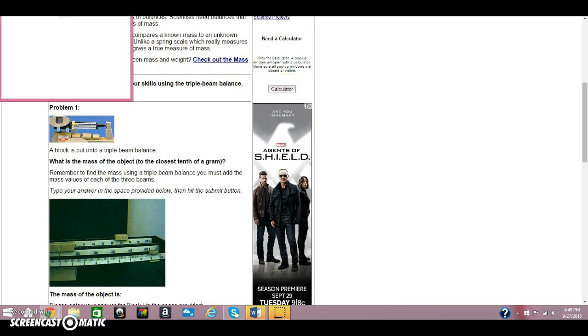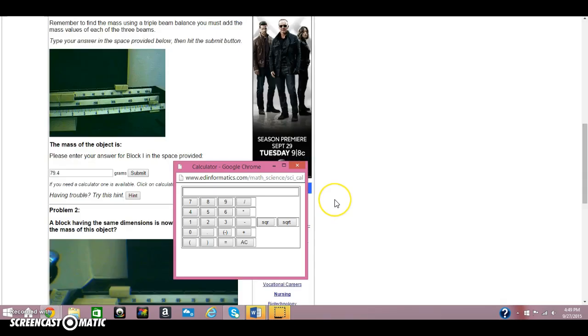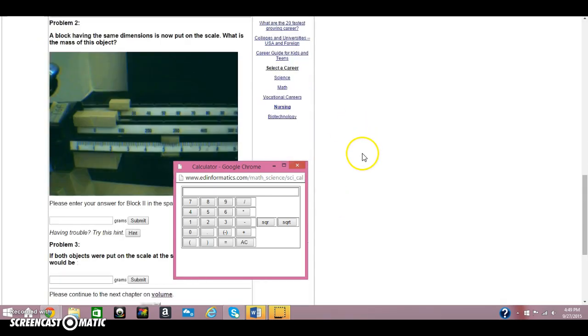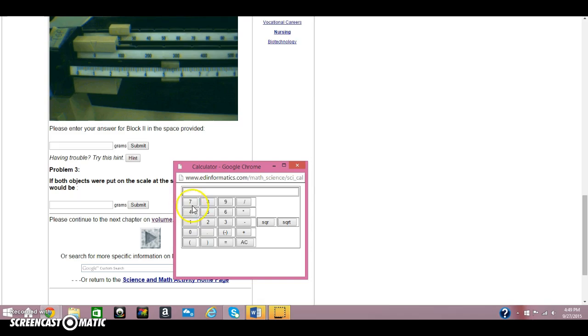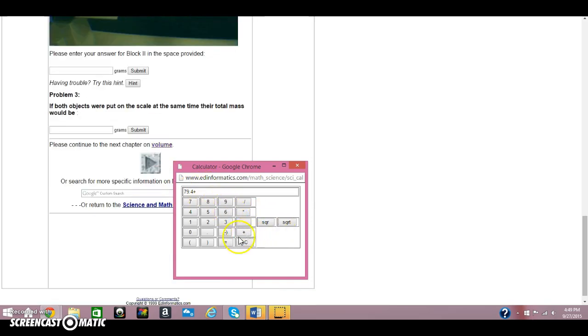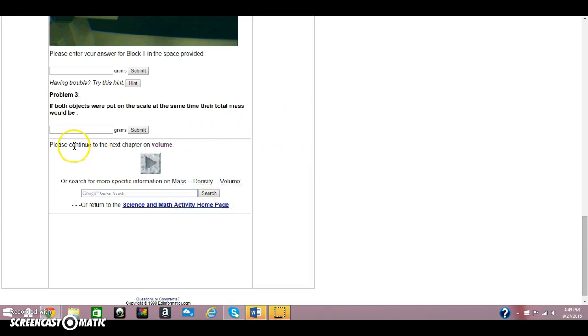click calculator. And then this little pop-up window shows up of a calculator. You scroll down, you take your first number and your second number and you type it in, and you will find out what the total is of the two masses. And then you hit equal, obviously. So then when you're done, close it. So then the next chapter is on volume. So click the arrow and it'll take you to the next set of problems.